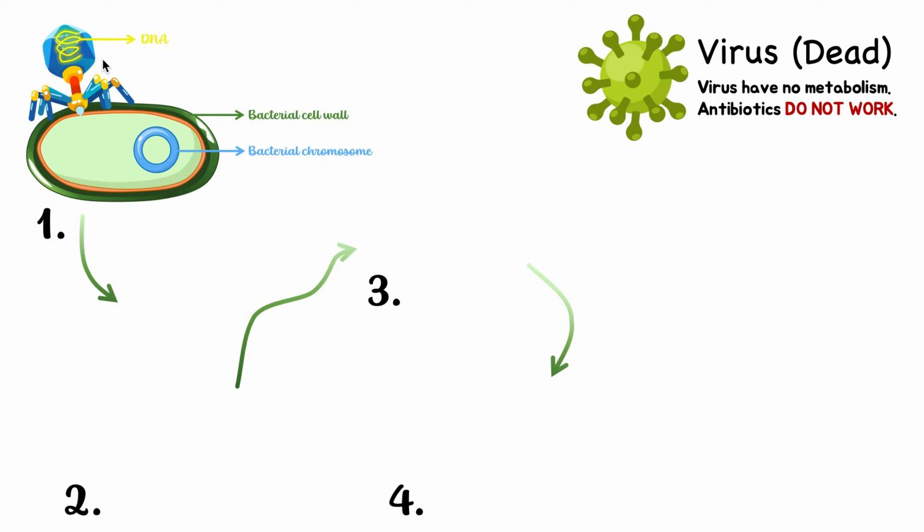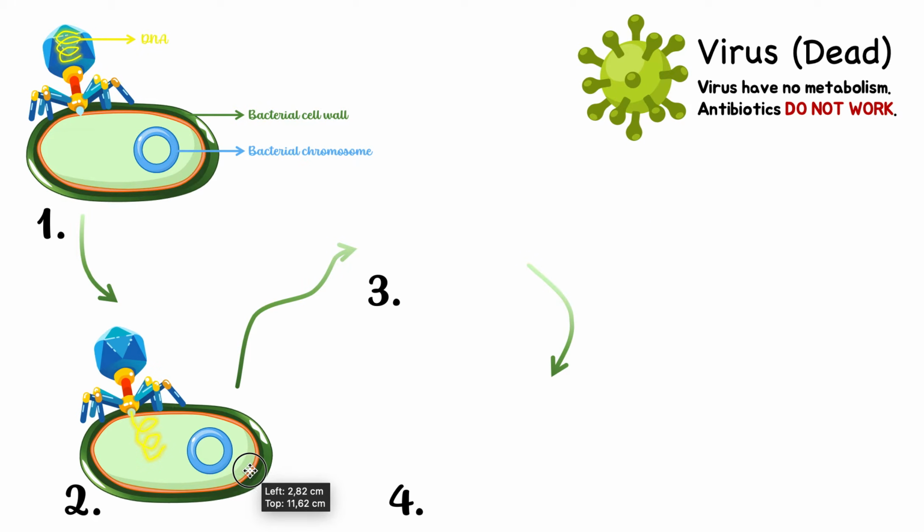If this is our virus and this is a cell in our body or some bacteria, anyways, any living cell, a virus cannot survive by itself. It only survives by using a living cell. For example here, if we say this is a virus and this is its DNA, what it does is it attaches to a specific cell. It injects its DNA. Okay, it injects its DNA.